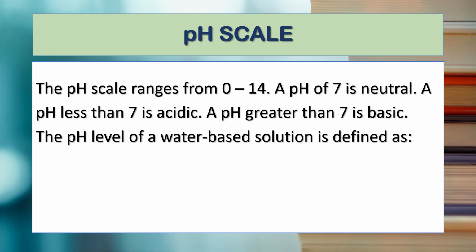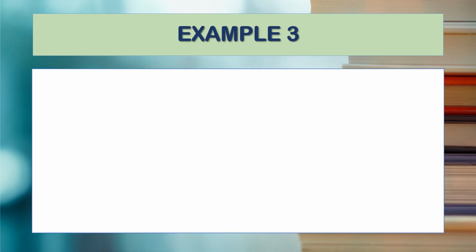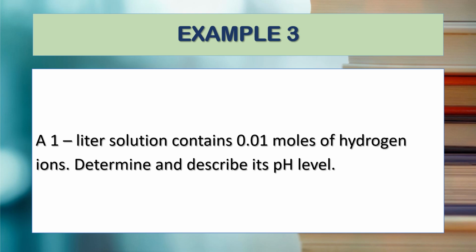The pH level of a water-based solution is defined by the formula pH is equal to the negative log of H raised to positive, where that symbol is the concentration of hydrogen ions in moles per liter. So this H positive is the concentration of hydrogen ions. Let's try this given situation. A 1 liter solution contains 0.01 moles of hydrogen ions. Determine and describe its pH level.